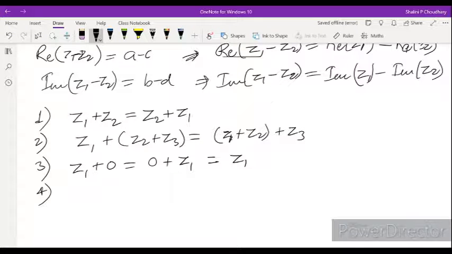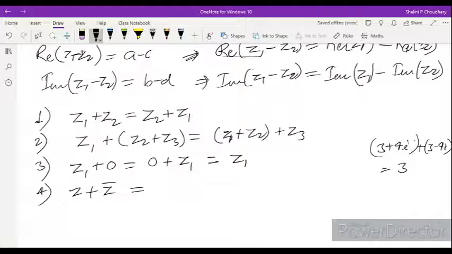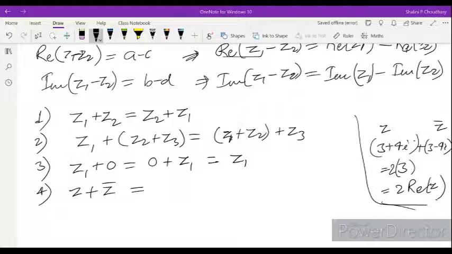It will remain the same. And z + z bar, what does it mean? If we add 3 + 4i and 3 - 4i, what will we get? The 4i will cancel, and we will get only 2 times 3. So what we are getting is 2 times the real part of z, if we take z and z bar. This is what we get here: 2 times the real part of z.